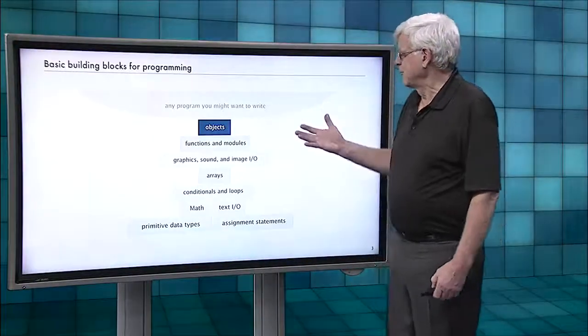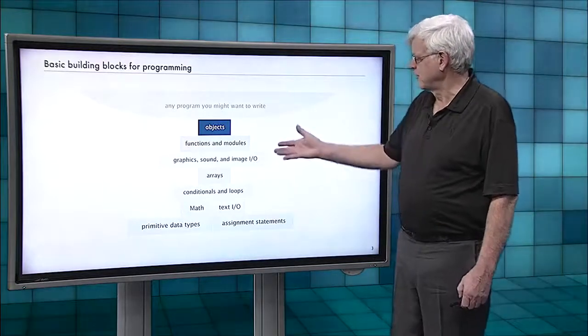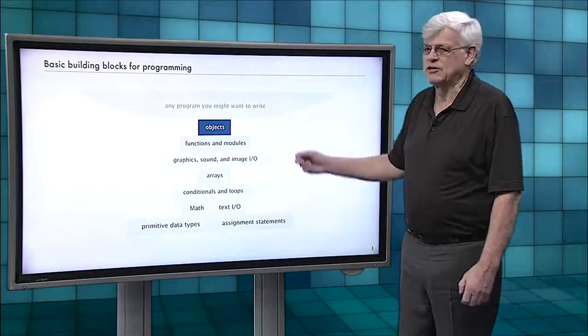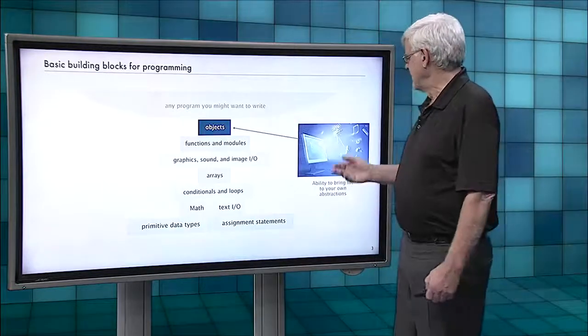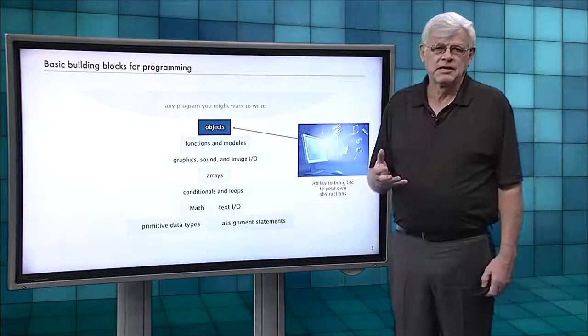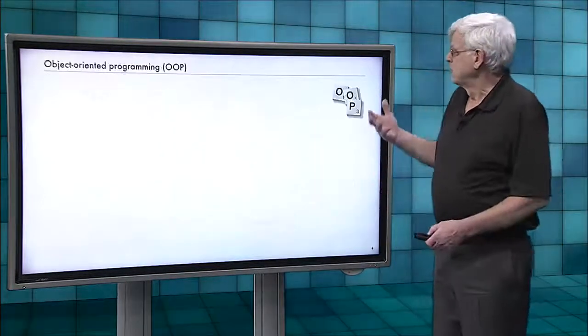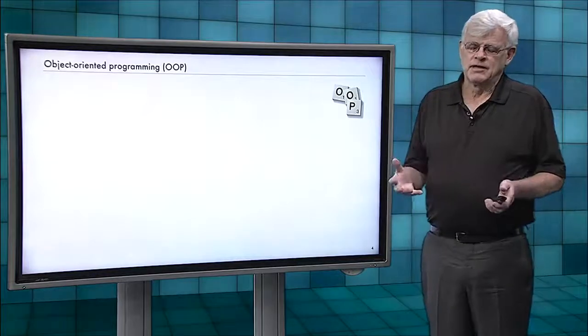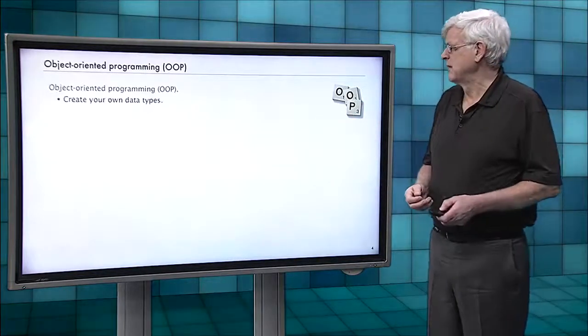This is the last in our building blocks for programming, where we've already considered all these basic things up through functions and modules, and now we're going to talk about programming with objects. And this is going to give you the ability to bring your own abstractions to life. So in general, this process is called object-oriented programming, or OOP.